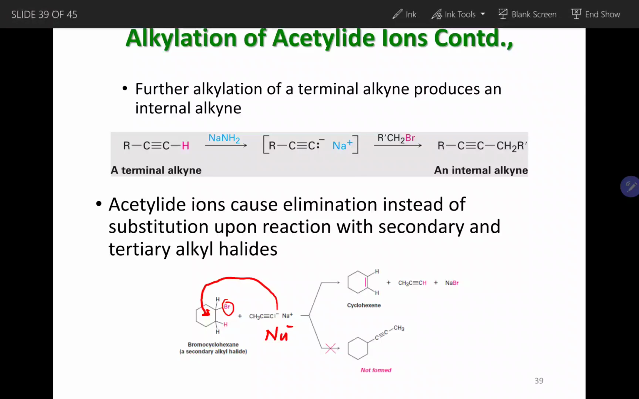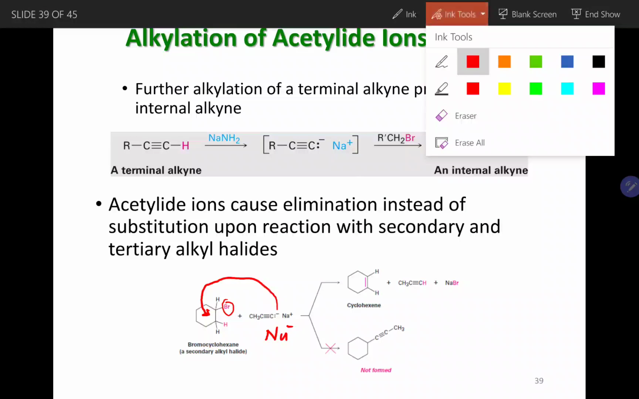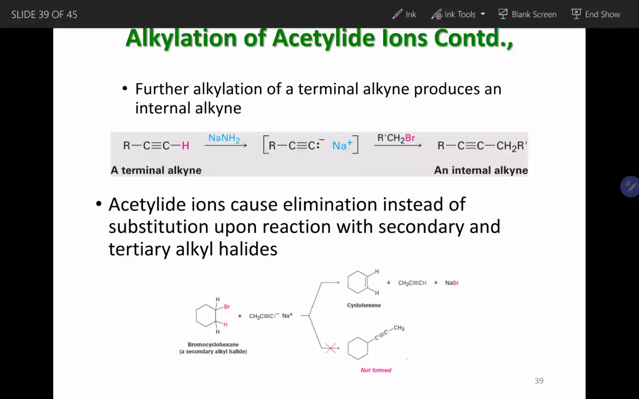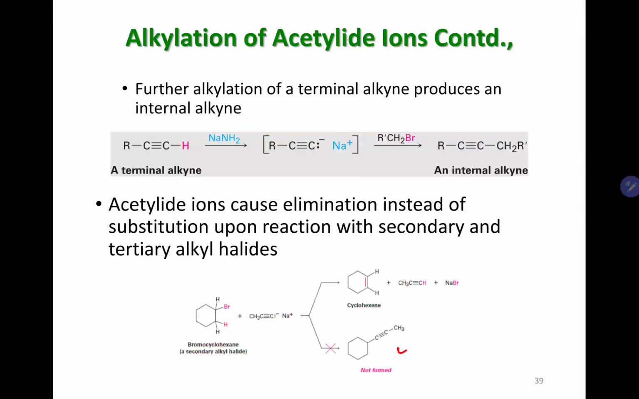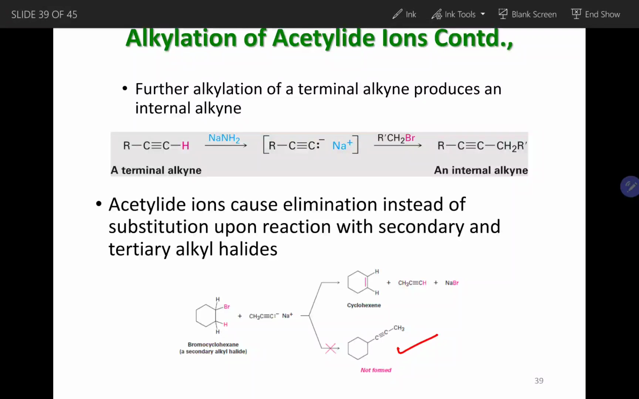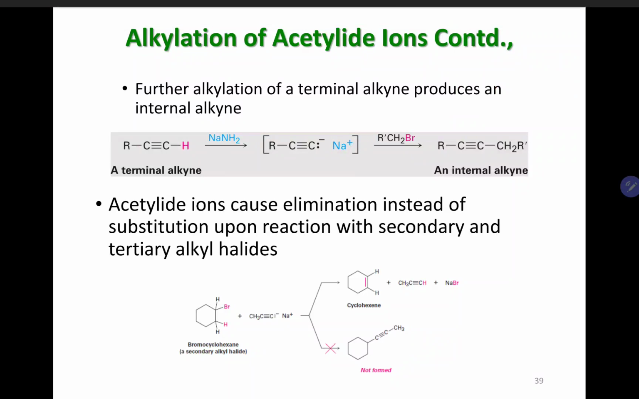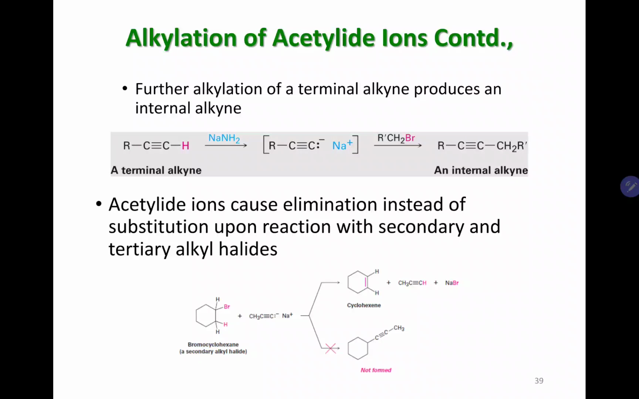So rather than giving you the extended carbon product, which is the one that we saw before, the alkylated product, what happens here is that this acetylide anion will act as a base, and then it will remove an HBr. It will remove an HBr and will give you an alkene as the product.